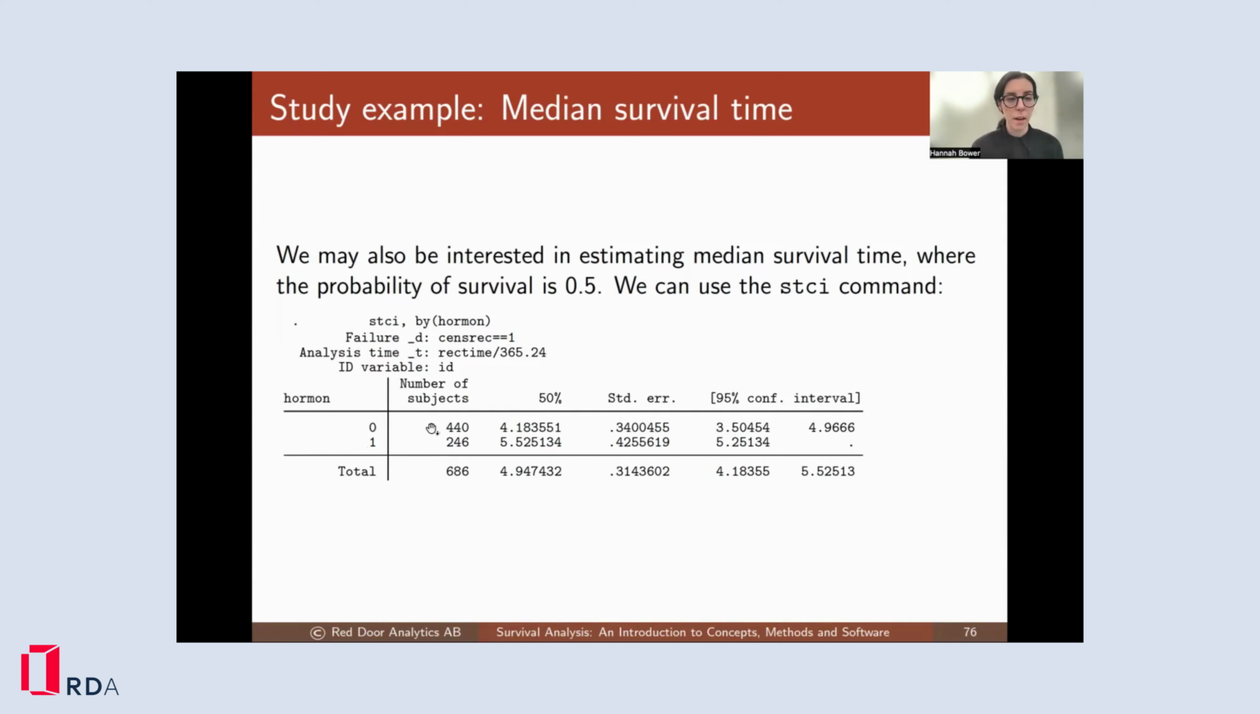And we can see from this output that we have a number of subjects in each of the groups. And then this 50% here presents the median survival time in each group. So the median survival time of those with no therapy is 4.18 years. And the median survival time in those that have received therapy is 5.53 years. And we have the total value across the whole of the individuals here at 4.95 years.